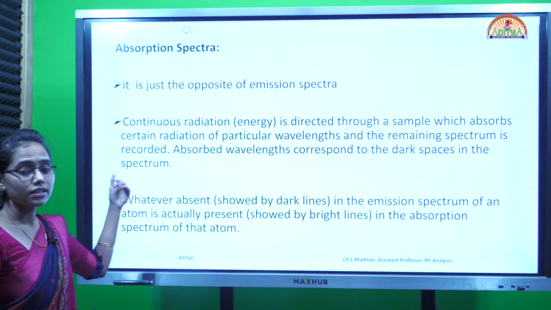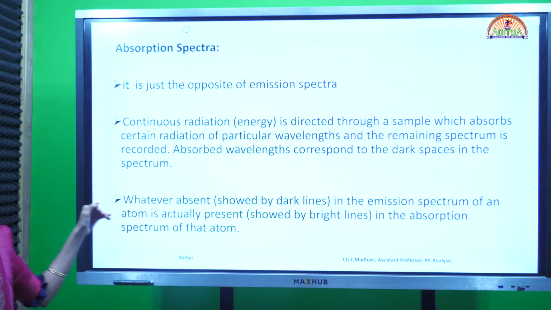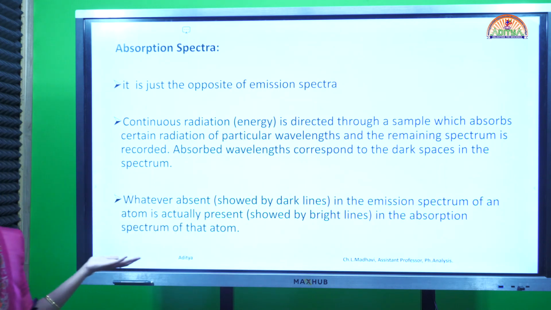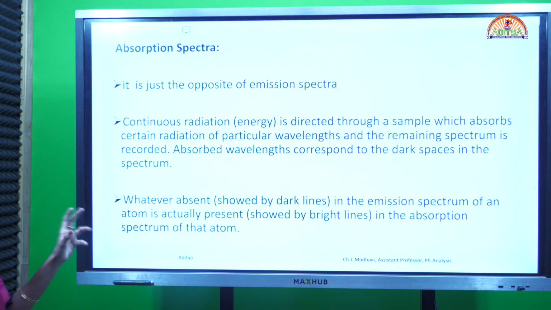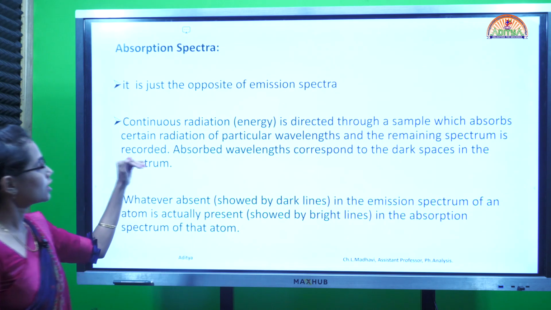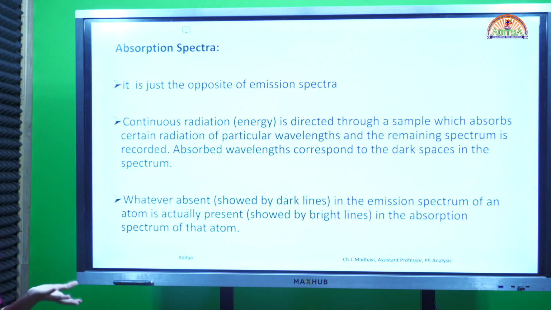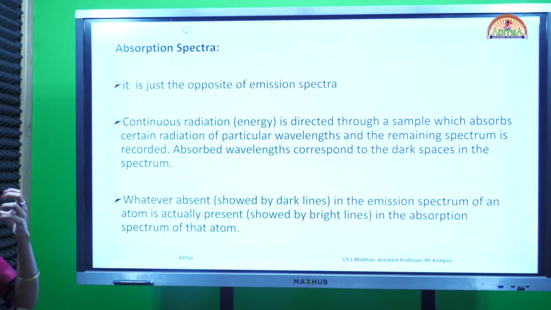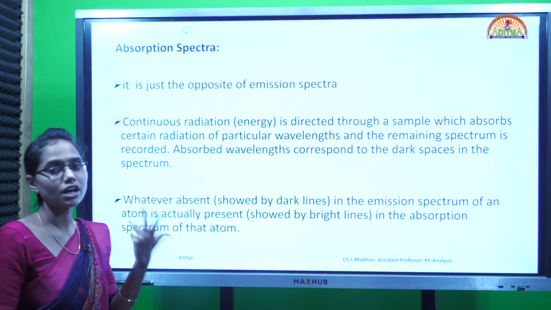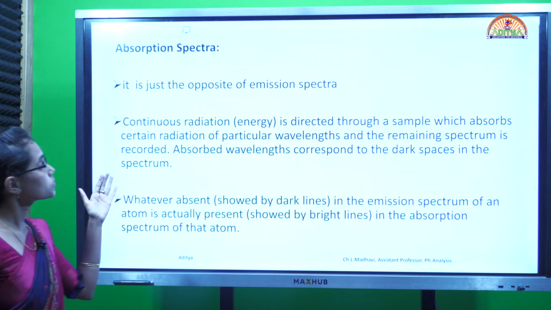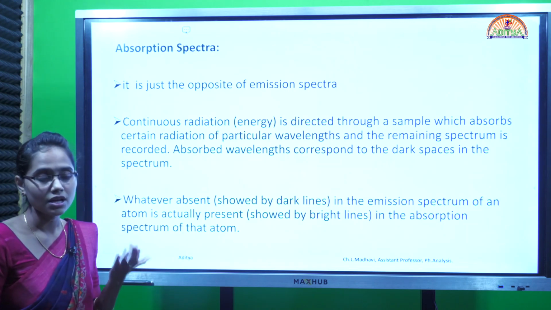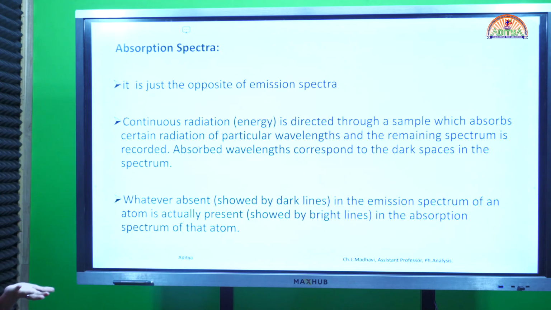So next comes the absorption spectra. Absorption spectra is completely opposite to the emission spectra. This will be a little different. When a continuous radiation is directed to a sample which absorbs the radiation, certain radiations will be absorbed and some are left unabsorbed. Here the absorption radiation is nothing but that remaining unabsorbed radiation. It is usually the unabsorbed spectrum. That means it is just the transmitted radiation.